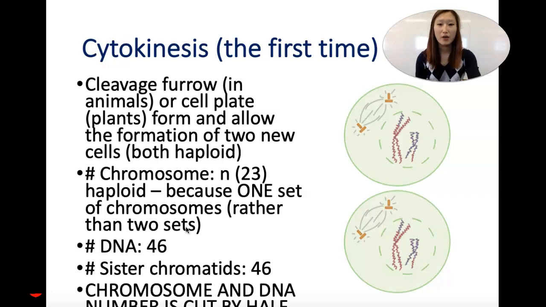Moving on. Chromosome and DNA number is cut by half, right? That's meiosis 1. That's the most important. Once we get through meiosis 1, now it's easy. Meiosis 2 is basically the same as mitosis. So if you understood mitosis really well, you will understand meiosis 2.